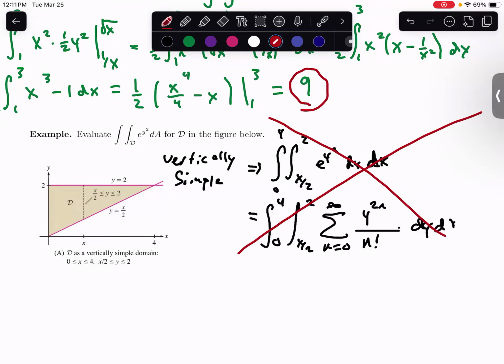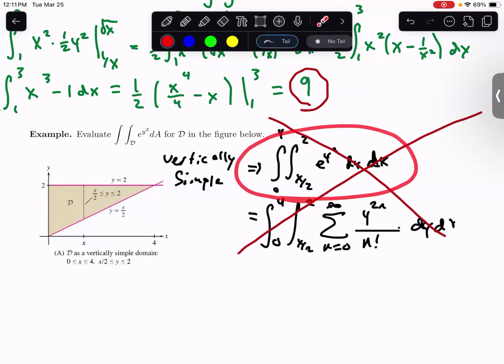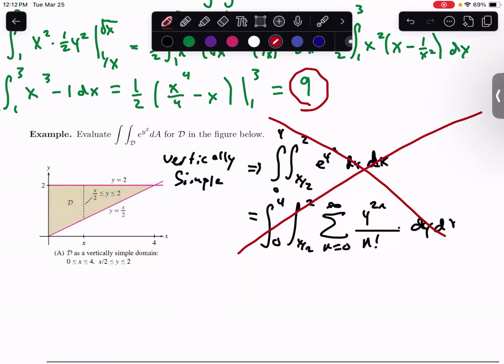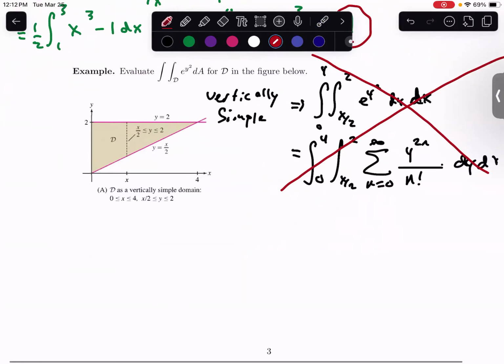So how you can avoid this is you can just switch the order of integration, right? How we switch the order of integration is instead of viewing this as being vertically simple, we can view it as being horizontally simple. Because the lower bound with respect to x is always given by 0, and the upper bound with respect to x is always given by y equals x over 2, which you can write as x equals 2y. So we don't want to view it as vertically simple. Let's see what happens if we view it as horizontally simple.